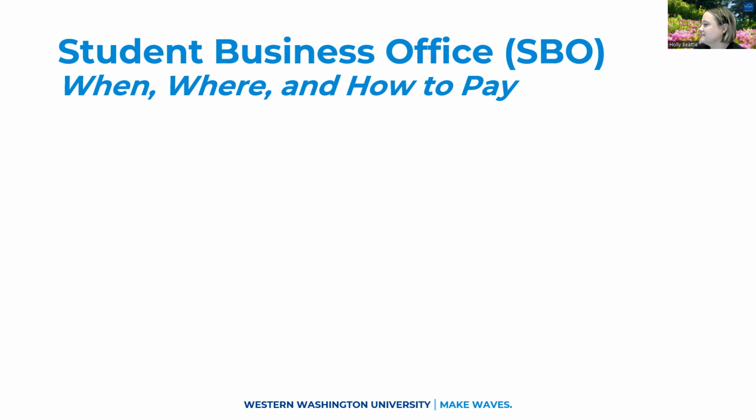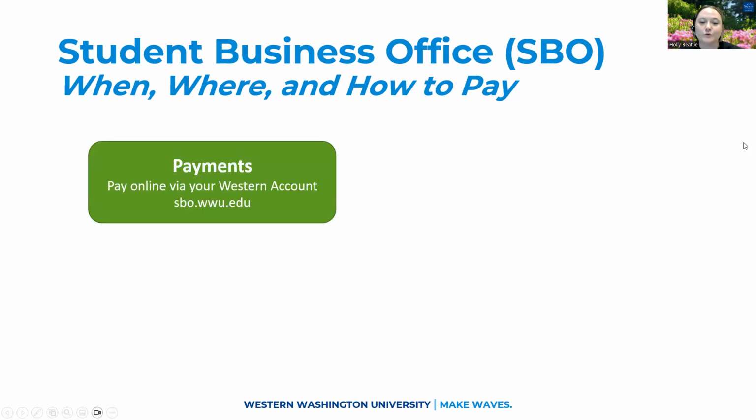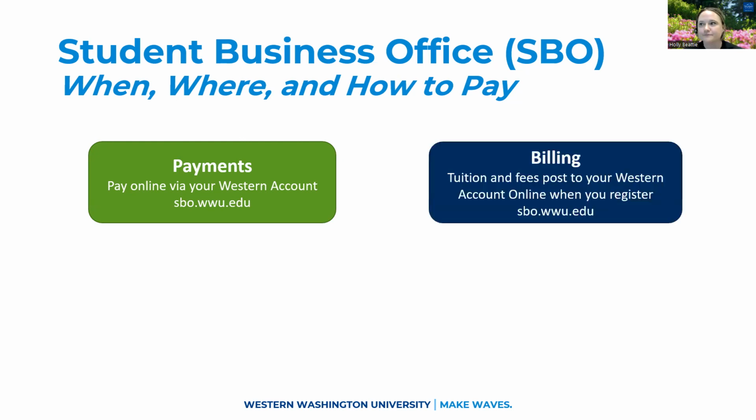The Student Business Office is located on the first floor of Old Main. We're in room 110, and we're right next to the Rose Garden. Our office is comprised of 3 different units. So we have the payment unit, which processes all the payments that Western receives. So for students, that's going to mean payments for tuition, fees, housing, and other education-related expenses, whether it's a 529 payment or a check payment, that's going to go through our payment unit.